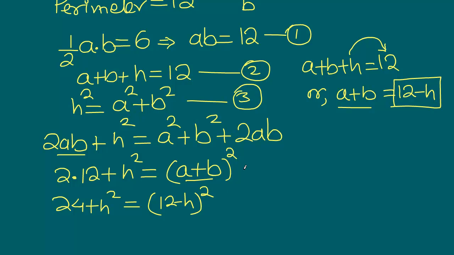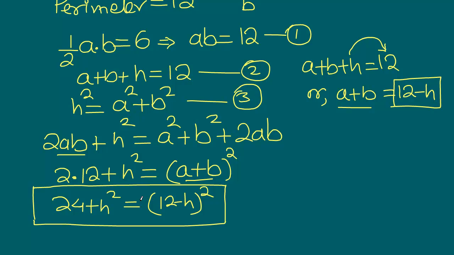And see, now what we have here is an equation which has only one variable, and that is H. That is why we added the 2AB, so that we can write this side as A plus B whole square, and instead of A plus B, using equation number 2, we have replaced A plus B by 12 minus H. And now we have this equation over here, which is an equation in only one variable, which is H. So let's continue to solve it.